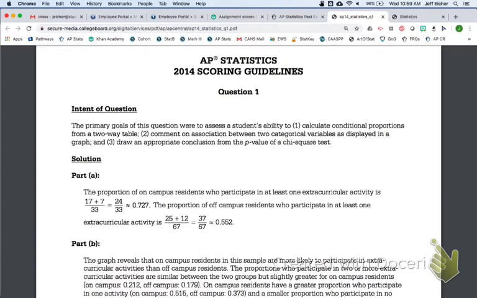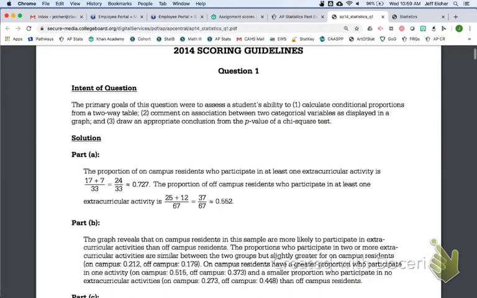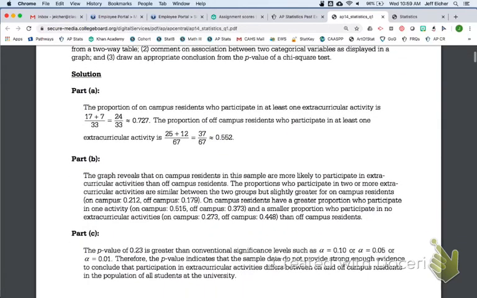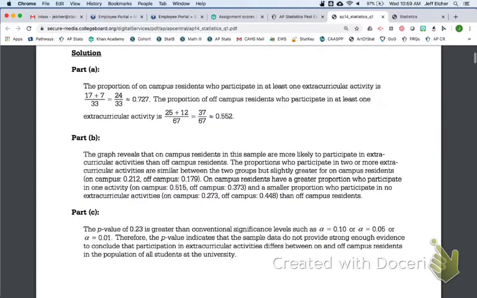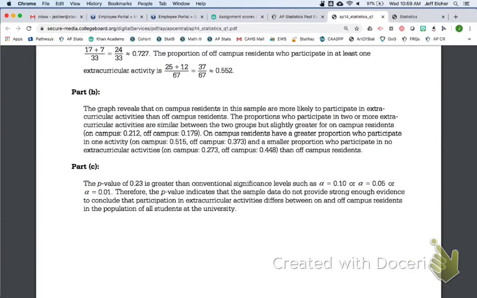So for part A, the answer you should have gotten was 0.73-ish and 0.55-ish. For part B, we need a couple statements comparing on and off campus residents and how many activities. And then part C, you should have said fail to reject the null. We don't have evidence of an association between extracurricular activities for on and off campus students at this university.